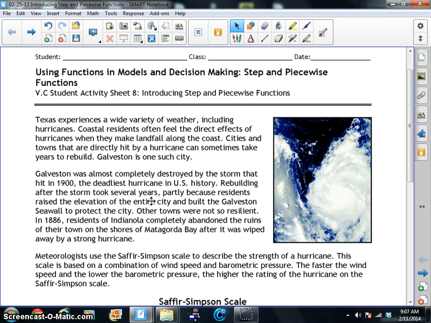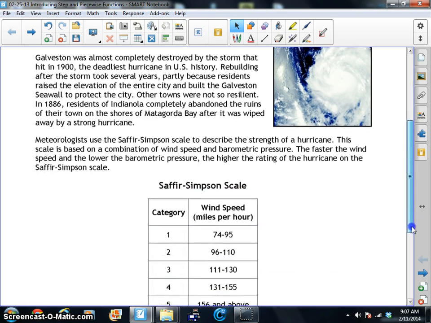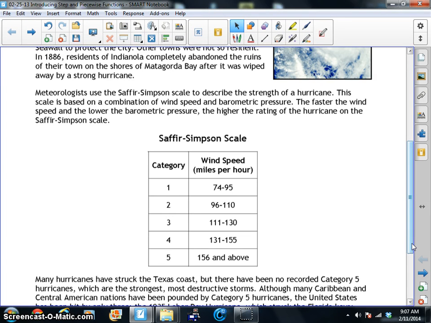Now, first off, we have this little activity that we're going to be doing in class, and it's based off of something called the Saffir-Simpson scale. Basically, it's a scale that measures the wind speeds of hurricanes. At certain wind speeds, a hurricane will be categorized under one of five categories. One being, not too bad, all the way up to five, which is oh my god.